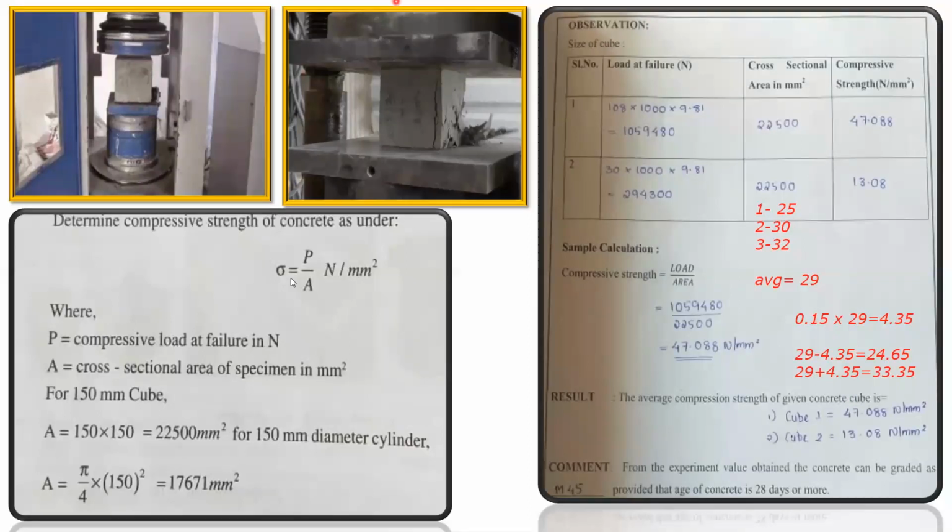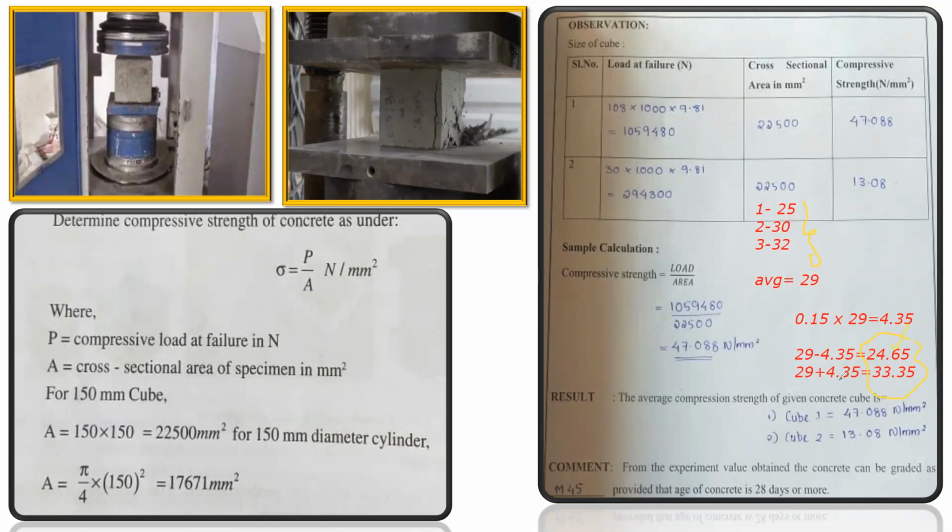Now the range I'm getting is 24 to 33. So whatever samples I've got, the values should not deviate from this range. Now we'll try for 24.65. We'll see whether any of the three cubes has a value less than 24.65. This is 25, this is 30 and 32. That means all are more than 24.65. So this condition is okay.